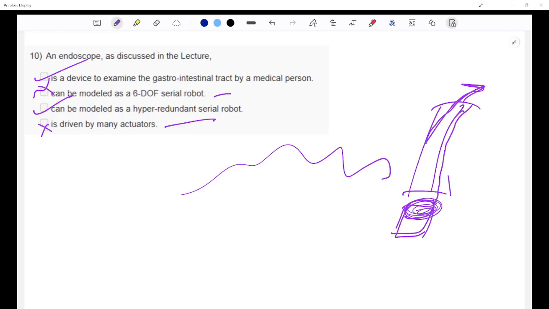Okay, so if you can imagine a thin flexible tube inserted inside the body, it moves smoothly around the internal curves. To model mathematically, we discretize it into many small links. This gives continuum to discrete to hyper-redundant robot. Okay, so basically an endoscope is a medical inspection device that can be modeled as a hyper-redundant serial robot due to its flexible structure. All right, okay, let's move to the next question.